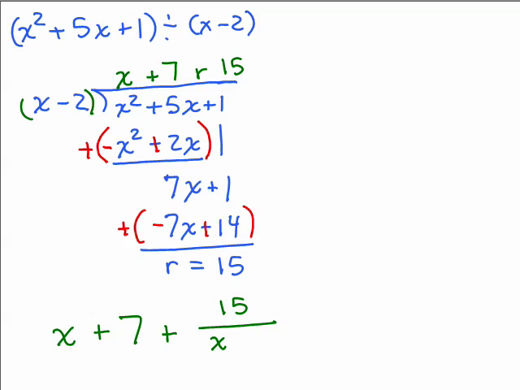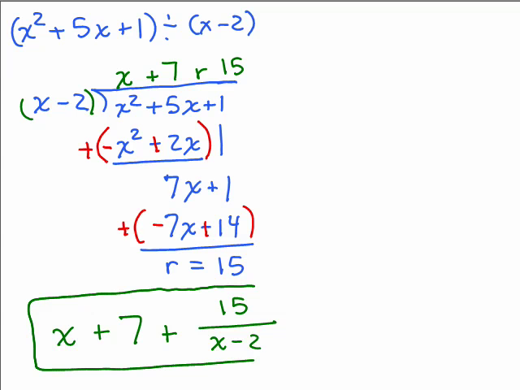x minus 2. Just like if you're dividing by 3 and you get a remainder of 1, you'd write 1/3. But instead of putting it right next to the 7, you have to write it as plus, because these are algebraic fractions. So this is the answer, written in the right form. Now let's check this.